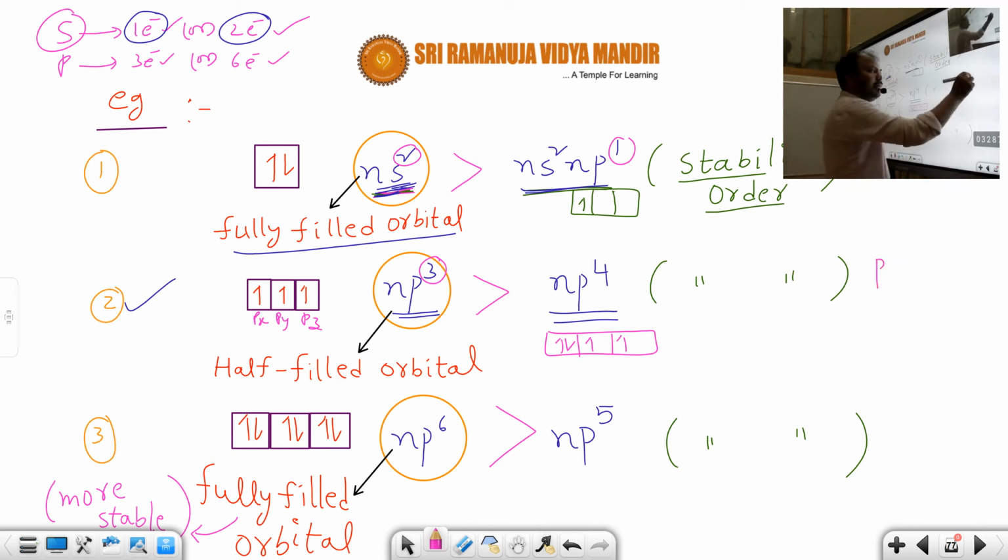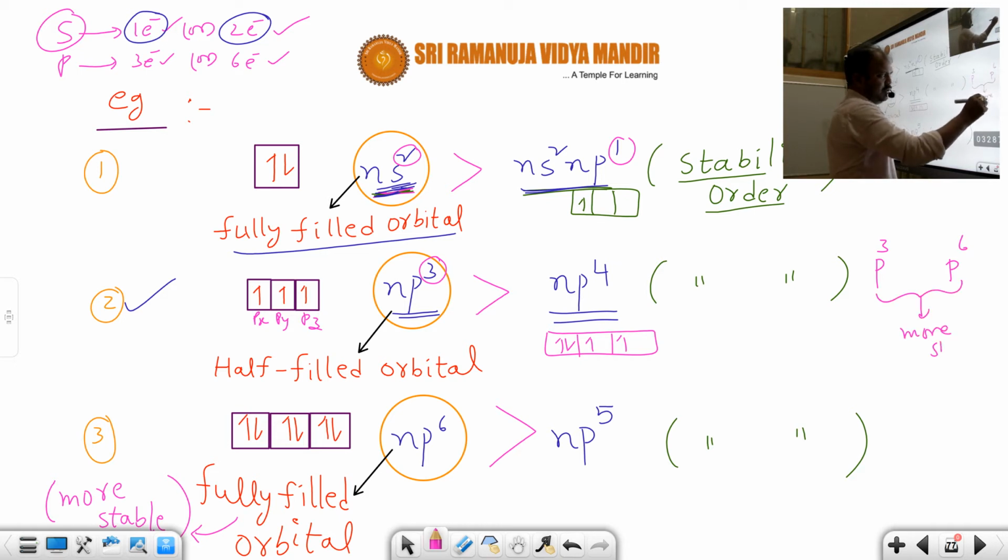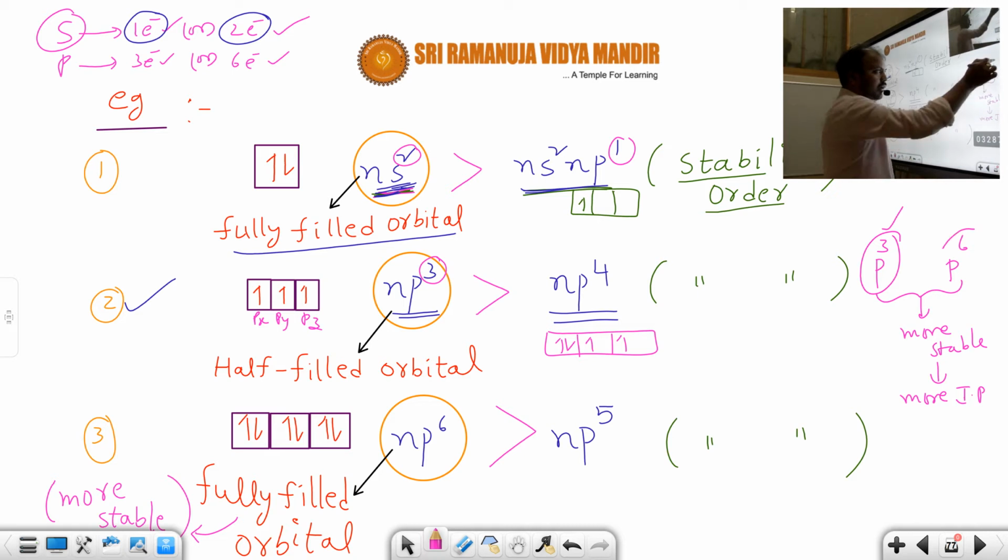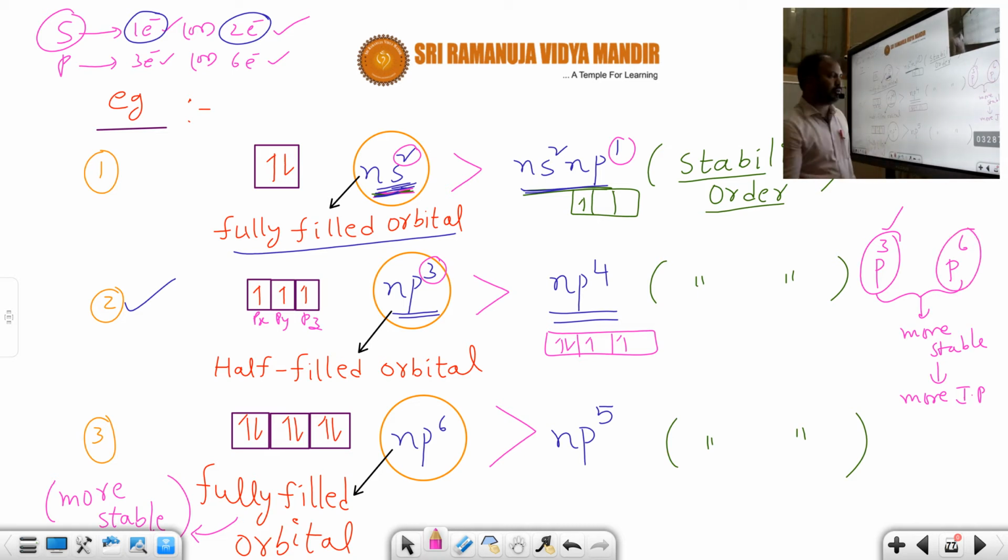What I am saying here is that for p, half filled means 3 and full filled means 6. Either half filled or full filled structures are more stable. Whichever is more stable has more IP, ionization potential. So either p containing 3 electrons or p containing 6 electrons has a higher ionization potential value. But have a look at that. Here p contains 4 electrons, and here p contains 3 electrons. In which case is Hund's rule satisfied? P3, because a half filled structure is more stable.